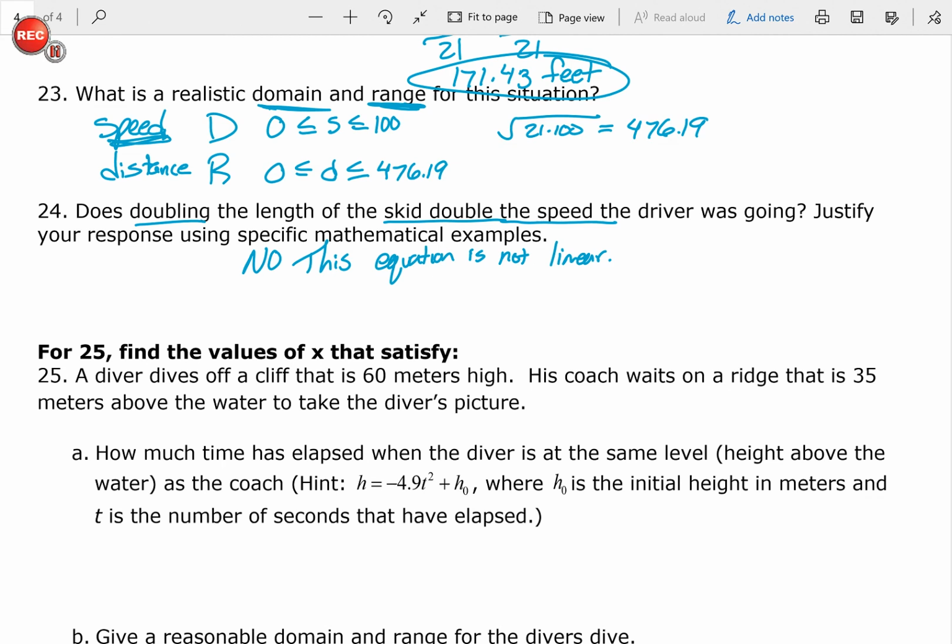All right, now it says to use mathematical examples. So my mathematical example is if I know that it's 100 miles per hour, okay, I would skid 476.19 feet. So therefore, if I was going 50 miles per hour, I should be skidding half of that. So it should be 238.09. This is what it should be.